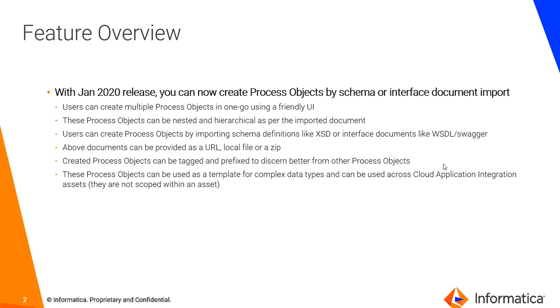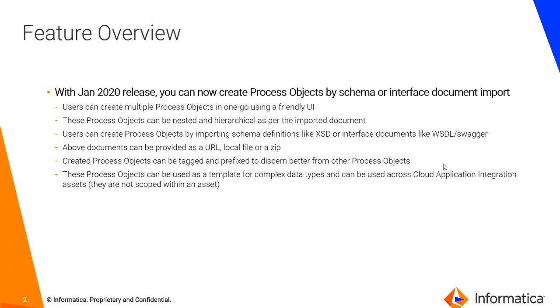What's more, you can provide these documents either as a URL, because most of the time they are available as a remote URL. They may also be available as a local file, and in case there is more than one, it makes sense to put them into a single zip file so that the user need not perform this operation again and again. So we also support the zip format for importing process objects.